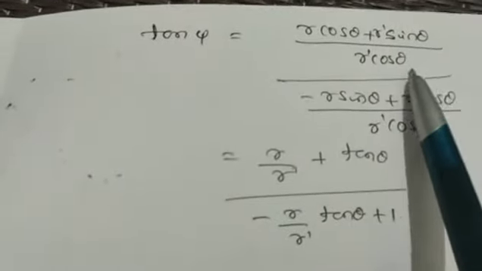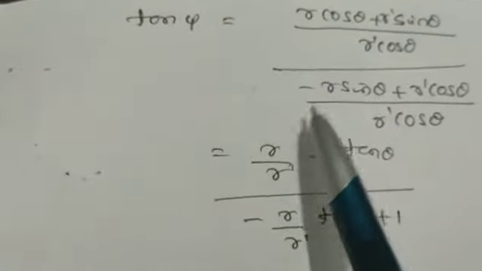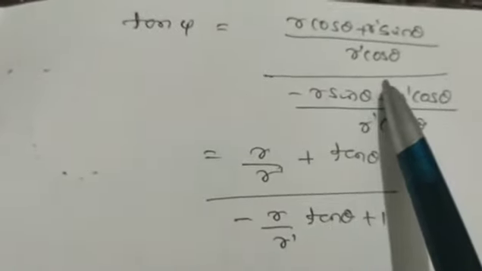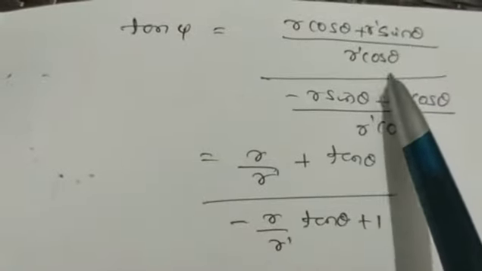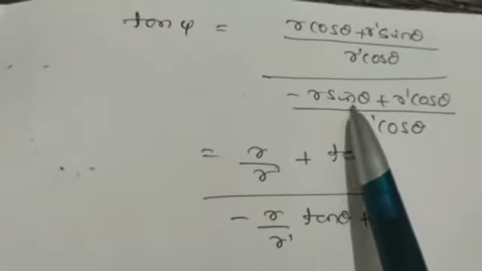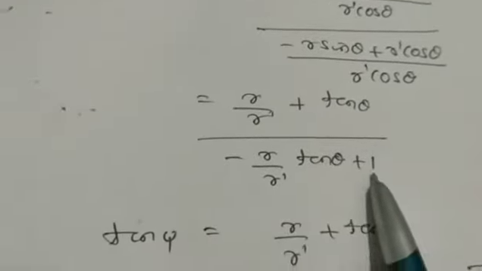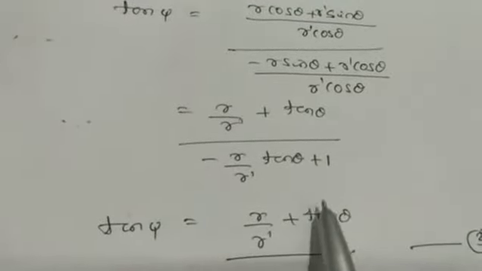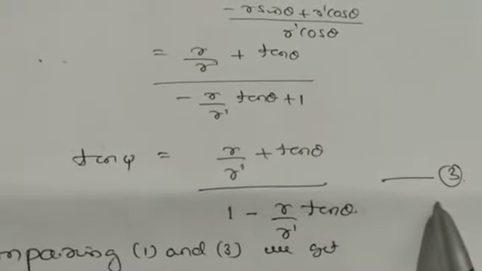Tan psi is equal to (r cos theta plus r dash sin theta) divided by r dash cos theta, and the denominator is also divided by r dash cos theta. So r and r dash stay, cos cancels, r dash by r dash cancels. It is simply sin theta by cos theta, which is tan theta. In the denominator, r by r dash into sin theta by cos theta is tan theta, so it is minus, and the other terms cancel, giving 1. That is, tan psi equals (r by r dash plus tan theta) divided by (1 minus r by r dash into tan theta). Take this as equation number 3.